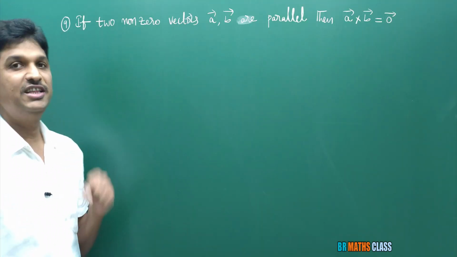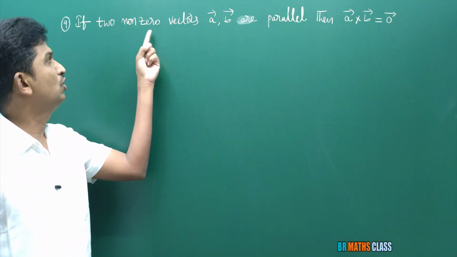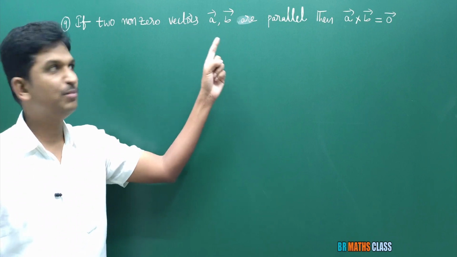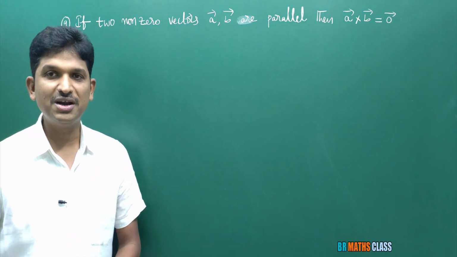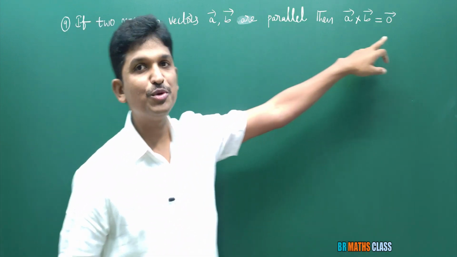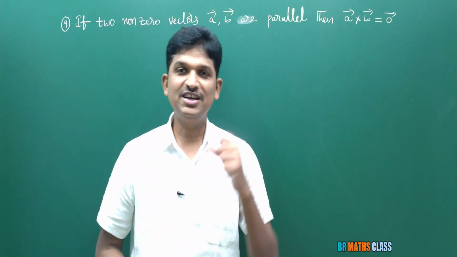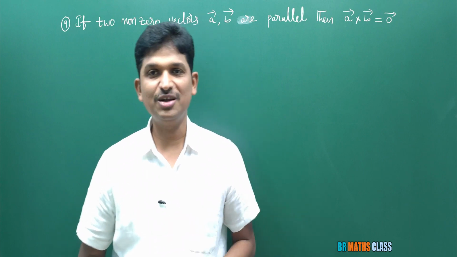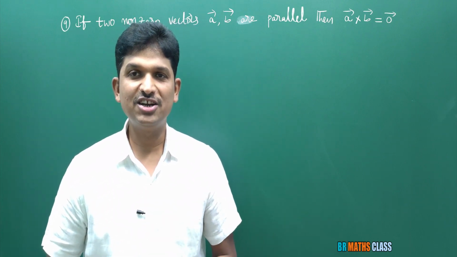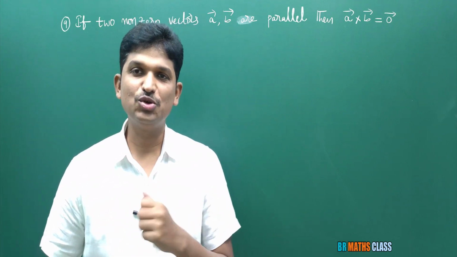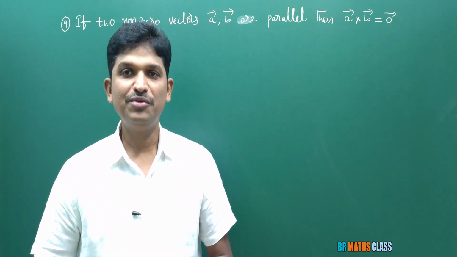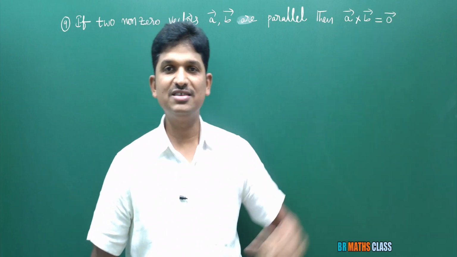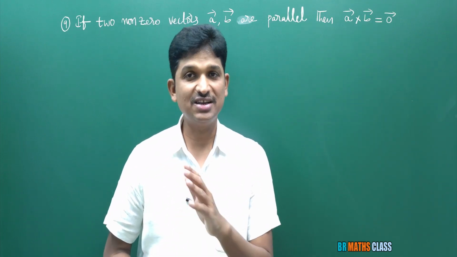You observe this ninth formula. If two non-zero vectors A bar, B bar are parallel, then their cross product is 0 bar. See, in dot product, to prove two vectors are perpendicular, we calculate their dot product. If the answer is 0, we say that those vectors are perpendicular. To prove two vectors are parallel, we calculate their cross product. If the answer is 0 bar, then we say that the vectors are parallel.